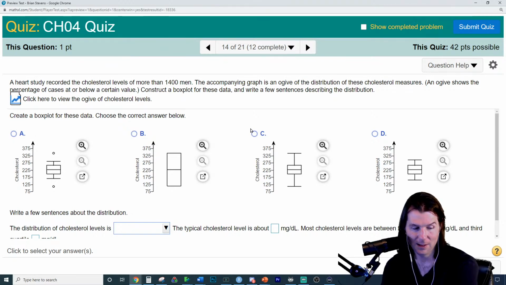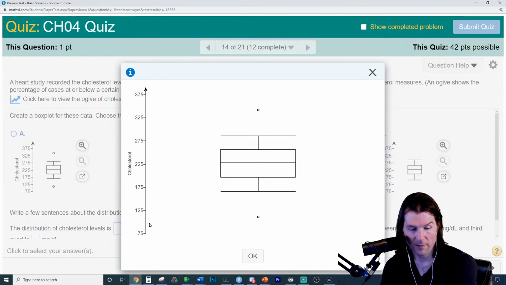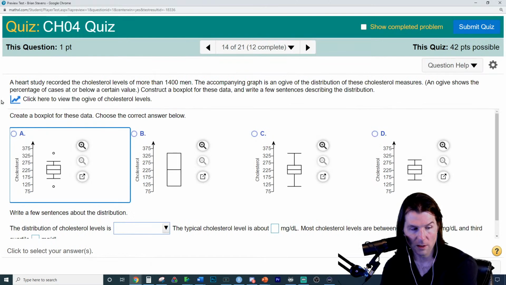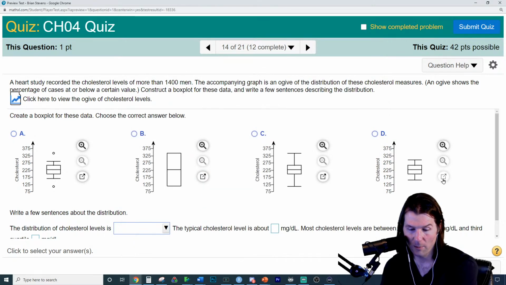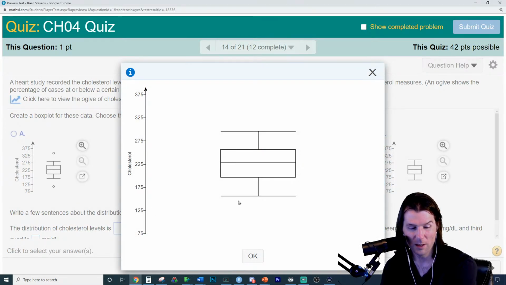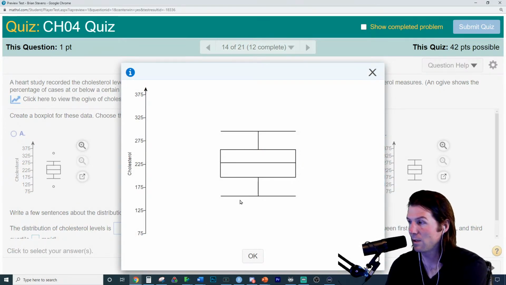Truthfully, if I had to guess, well, obviously it's not B. Let's see here. What is the lowest value in this one? It looks to be about 120 or something. So what's the lowest value in this data set? Oh, it is about that. So I think this one's now been eliminated because the lowest value in this box plot is what? I think it was Jacob. Jacob, what is the lowest value in this box plot? It looks to be around where?